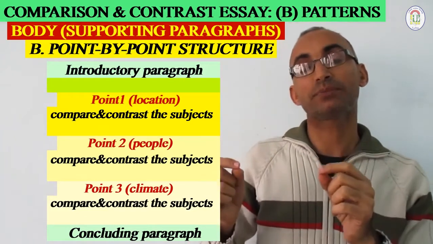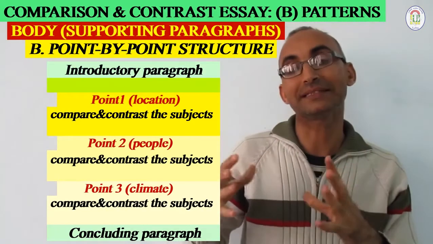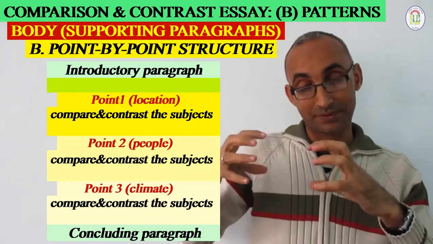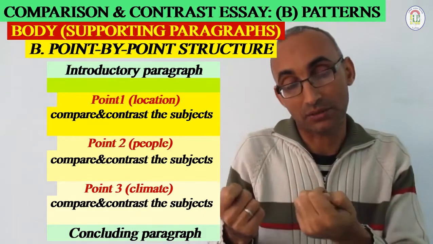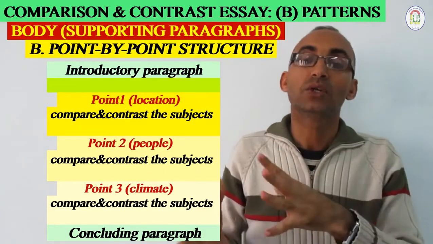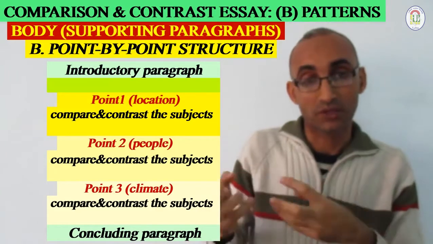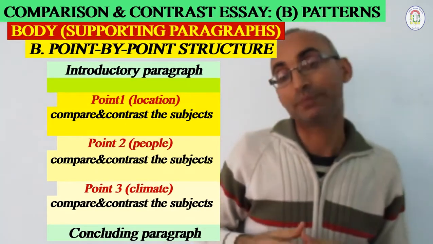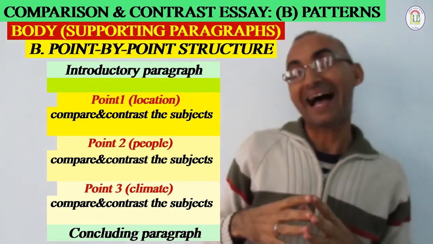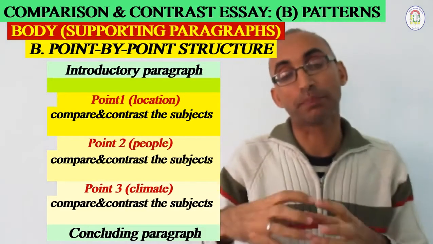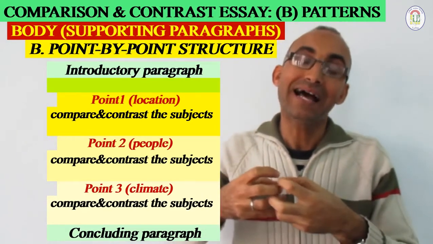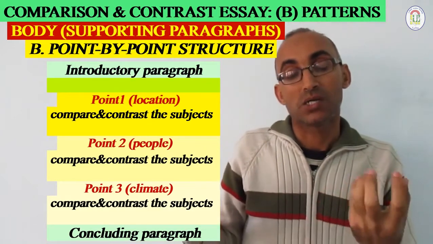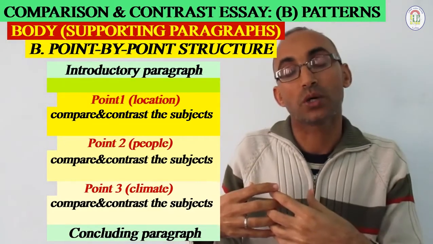So, the first paragraph will be about topic, point number 1. For example, it is about the location of 2 cities. Then I introduce this point, location, in 2 sentences. Then I compare and contrast the 2 cities with regard to this point. Then, the second paragraph will be about point number 2. I will introduce the second point, which is population. Then I will compare and contrast the 2 subjects, cities for example, with regard to this point of population.